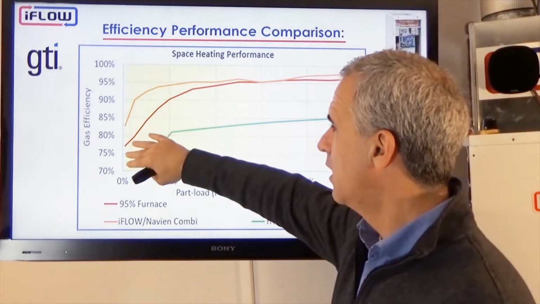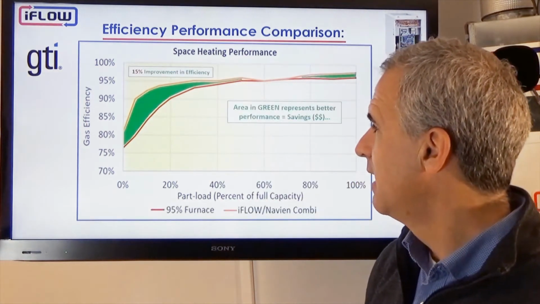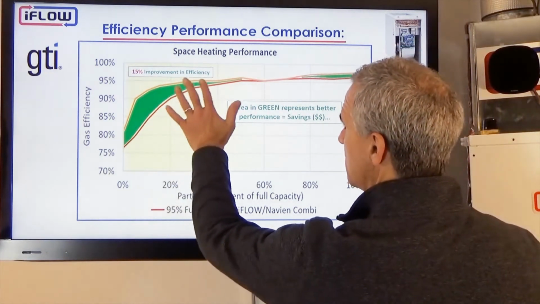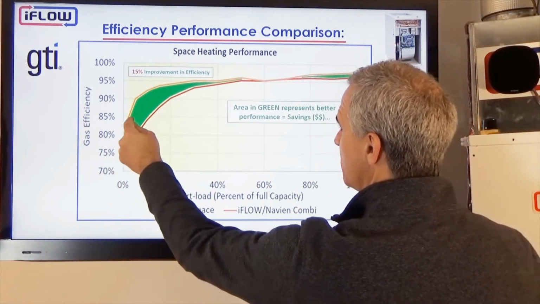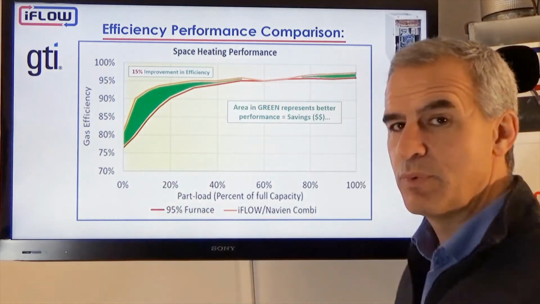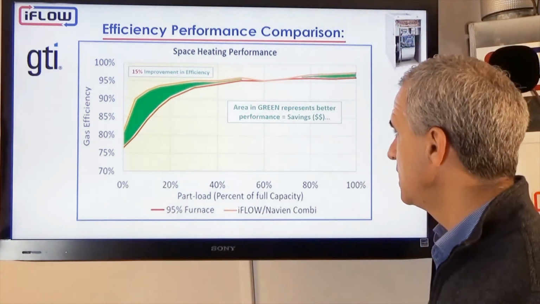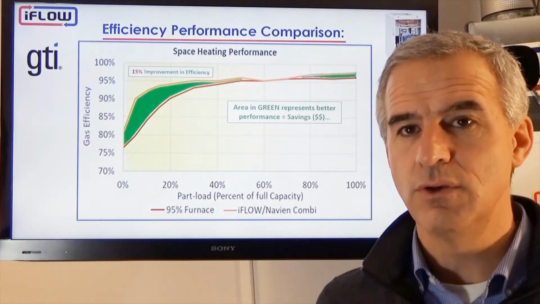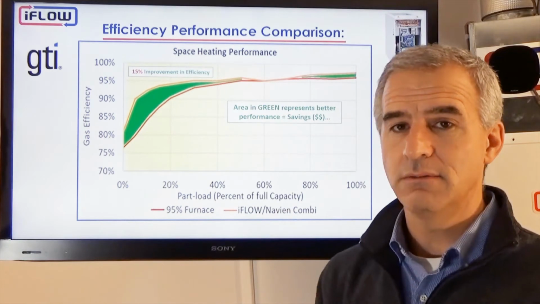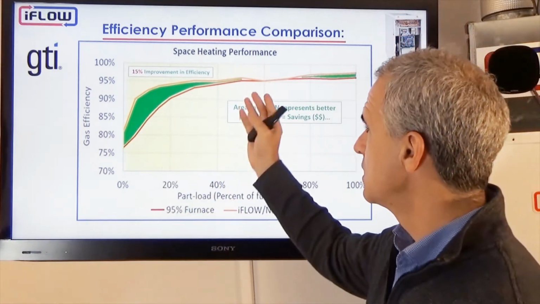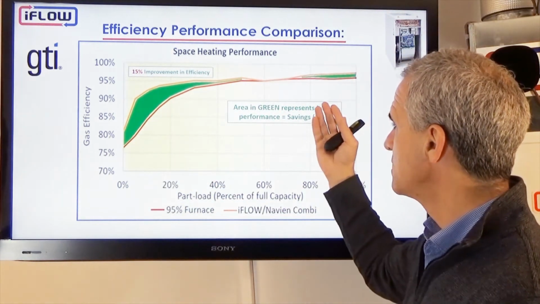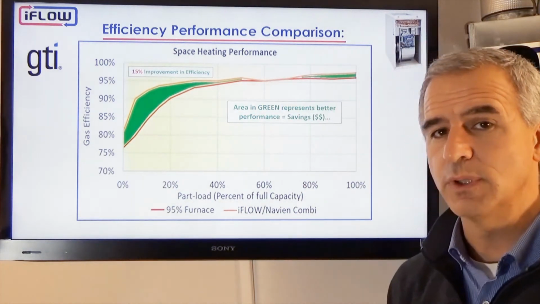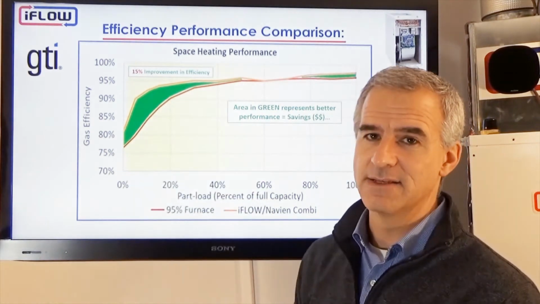So I've just overlaid the two lines, and you can see that that is the performance improvement. This area in green is all performance improvement of the iFLOW over a 95% AFUE two-stage furnace. And that represents dollars. That's savings for you, the homeowner, and that's greener, or less emissions. So it's a greener solution, and a more efficient solution, saving you money. And it'll be more comfortable as well because we're not cycling as often.